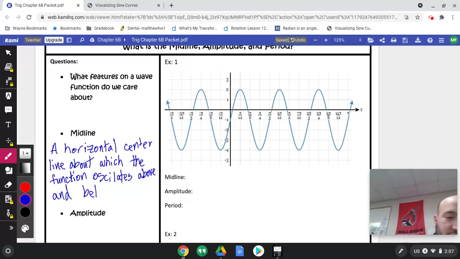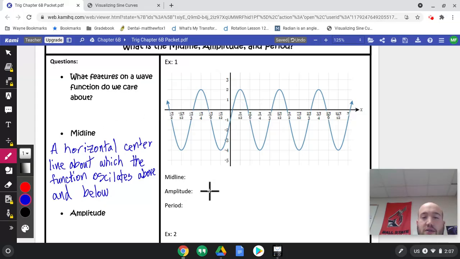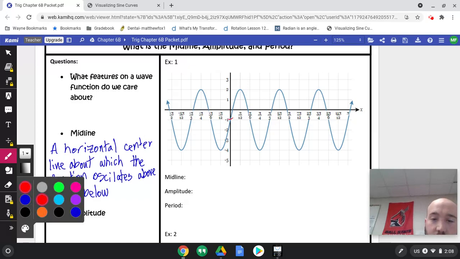Okay, so first thing we want to do is think about horizontal. So horizon, you know the x-axis is horizontal. So it's going to run from left to right or right to left. And it's a center line. So if we find a peak, find a valley, the distance in between those, 1, 2, 3, 4, 5, 6. And it has to be halfway in between. So up 1, 2, 3. And this is our midline.